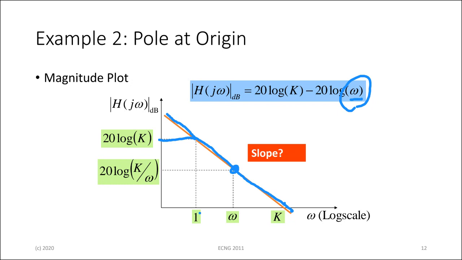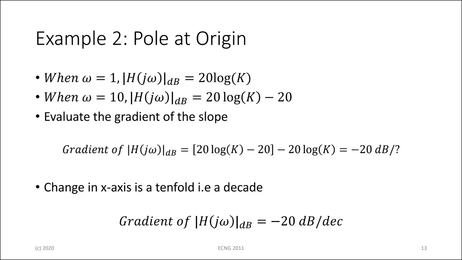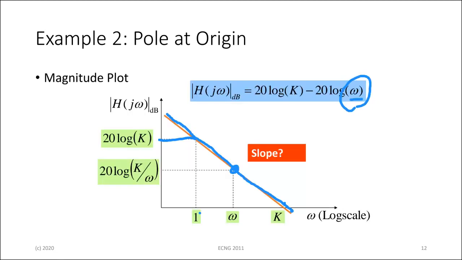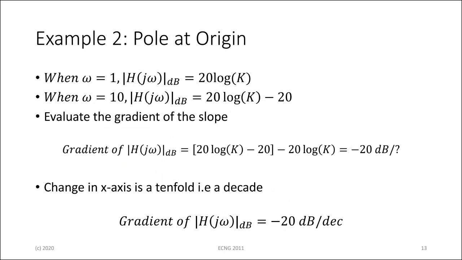If you look at this now, when omega is 1, the magnitude of H(omega) is 20 log K. That was here, right? When omega is 10, let's go up here now. When omega is 10, then it is 20 log K minus 20.